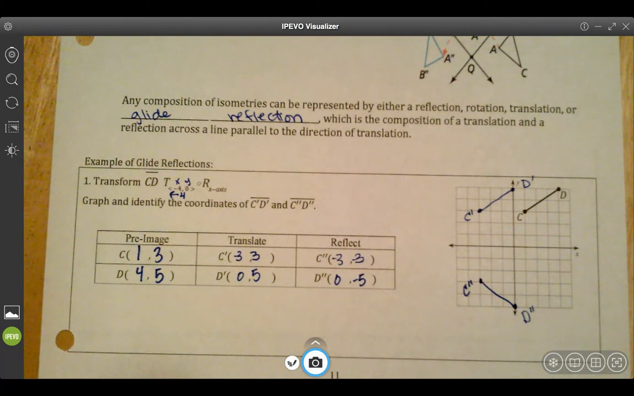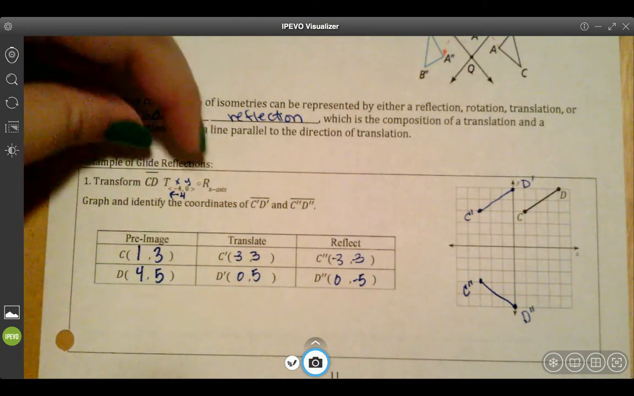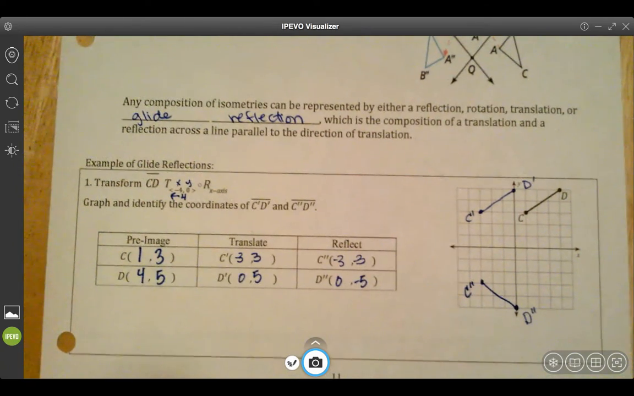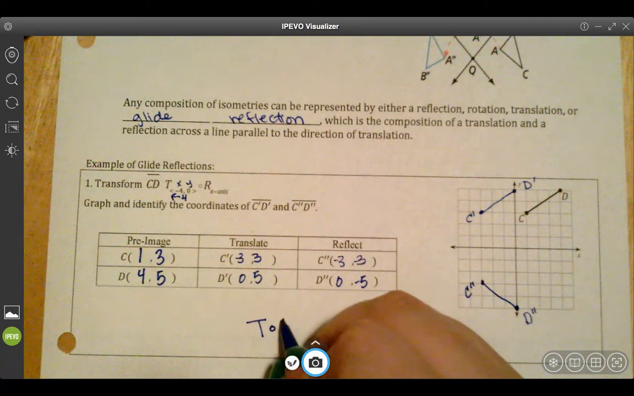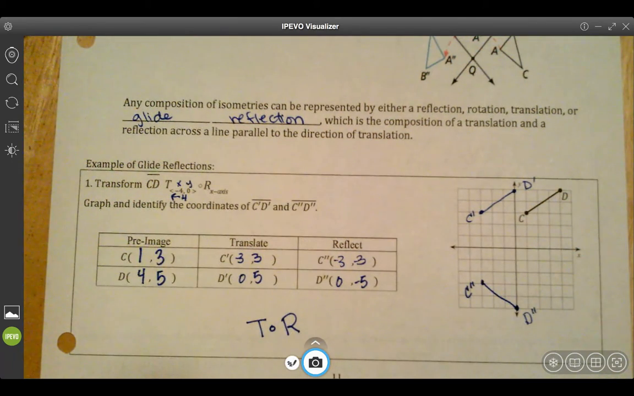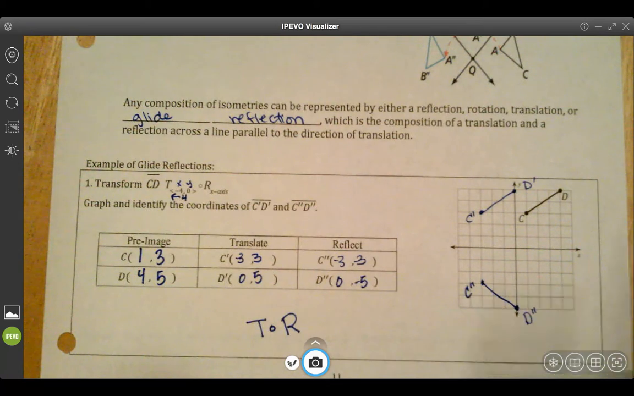Now, normally when we compose transformations, we will compose them the same way that we compose functions. So if I have a translation composed with a reflection, what I should do is reflect first and then translate. So let's look at another example. The reason I did this one in this order is to show you the steps of doing the composition of transformations. What I want to show you in this next example is the order. So let's look at the next page.